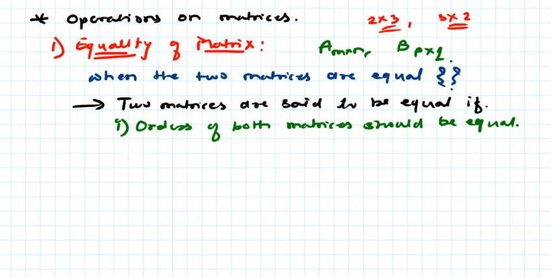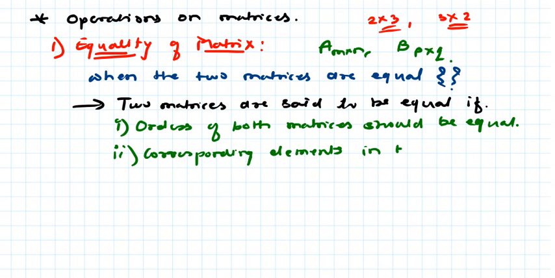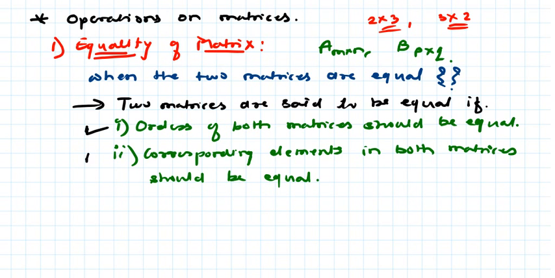Okay, and the second condition is what? The corresponding elements in both matrices should be equal. Okay, so if two matrices A and B satisfy both condition 1 and condition 2, then only we say that the matrices are equal.